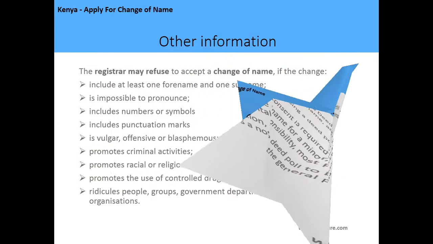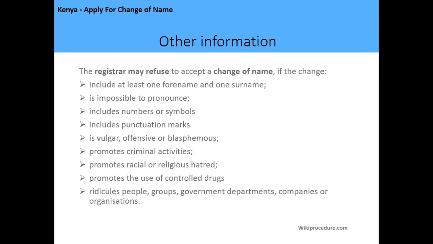Information which you need to know is that the registrar may refuse to accept the name change if it is impossible to pronounce, it uses numbers or symbols, it includes punctuation marks, it promotes criminal activities, it promotes racial or religious hatred, it promotes the use of controlled drugs, or it ridicules people, groups, government departments or companies.